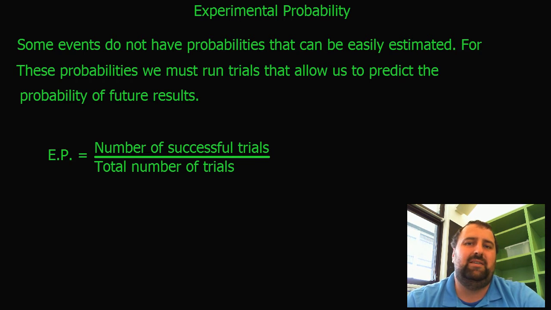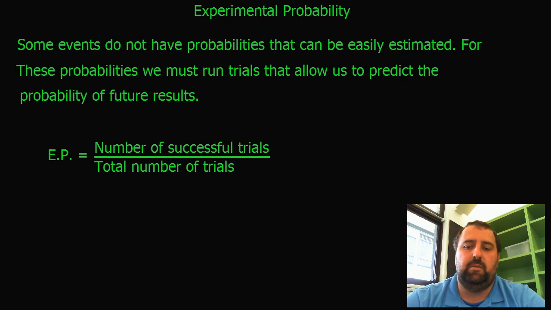All right. So let's say that in previous games, the soccer team, out of their last 10 games, they've won 3 of them. So in that case, our probability would be figured out using this experimental probability formula, number of successful trials divided by total number of trials. So in this case, it would be 3 out of 10.